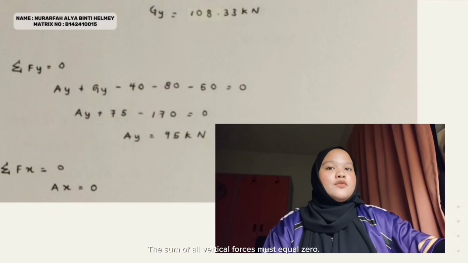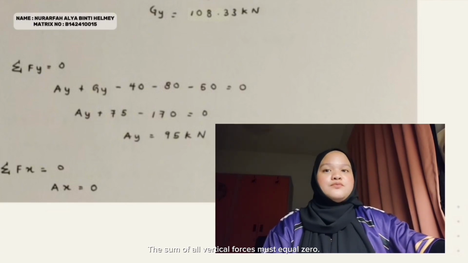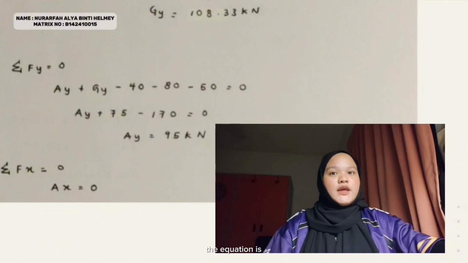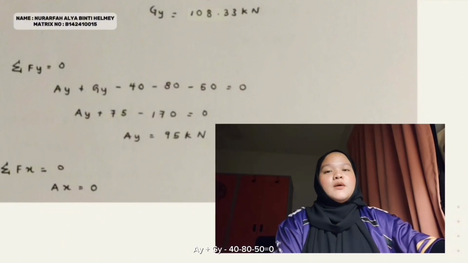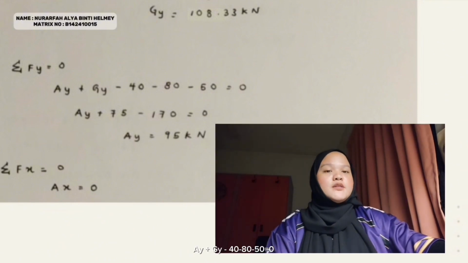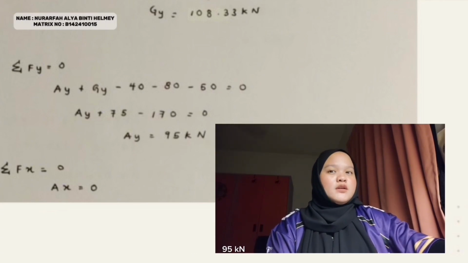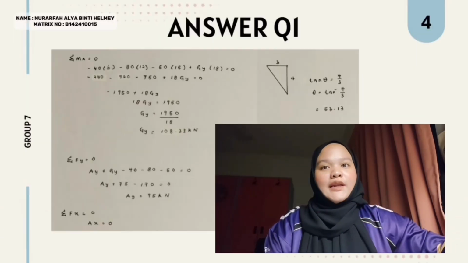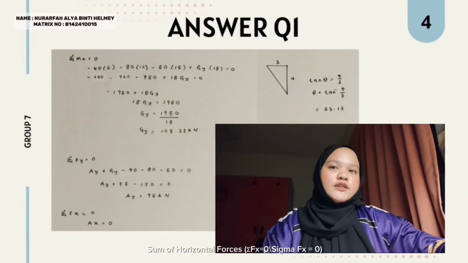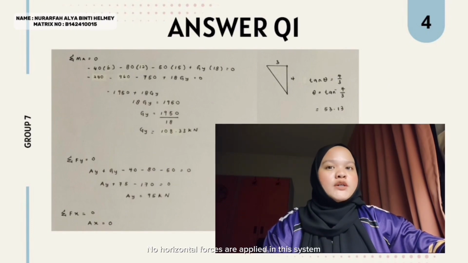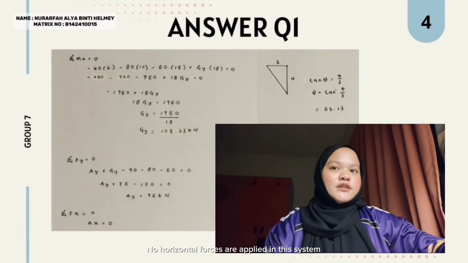Next, sum of vertical force sigma Fy equal to 0. The sum of all vertical force must equal 0. The equation is AY plus GY minus 14 minus 18 minus 15 equal to 0. The final answer of AY is 95 kilonewton. Next, sum of horizontal force sigma Fx equal to 0. No horizontal force is applied in this system, so AX equal to 0.